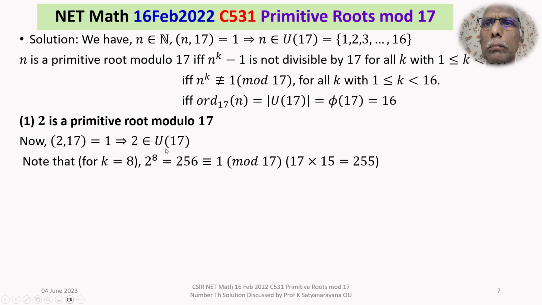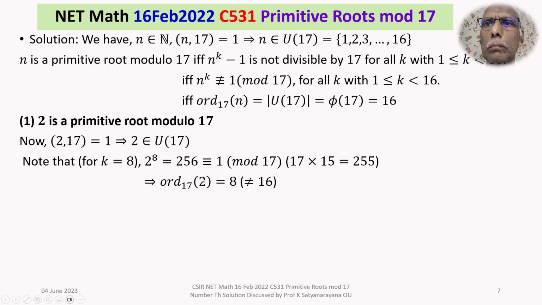So 2 power 8 is congruent to 1 mod 17. That means for k equal to 8, it's congruent to 1. So by definition, the order of 2 modulo 17 is 8.